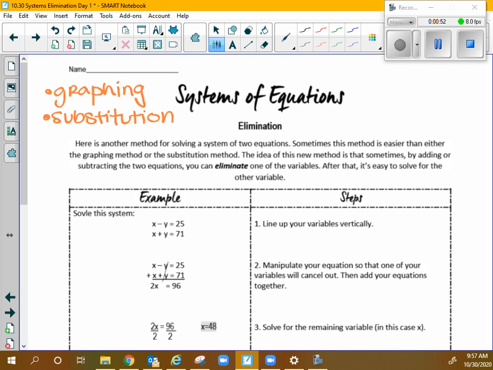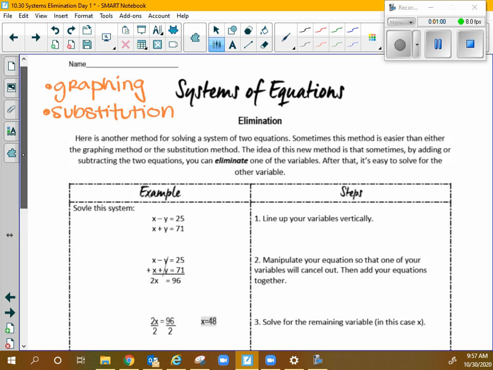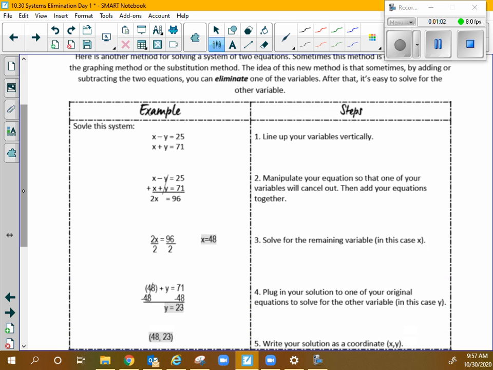What does it mean to eliminate something? Get rid of something. So we're doing exactly what it says. We are eliminating a variable in order to solve. So on the left here is a solved out system. I'm not going to go through this system, but we are going to look through the steps. Okay, we're going to use those steps with example 2.